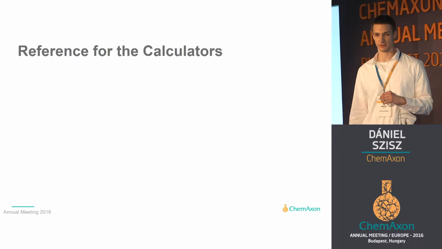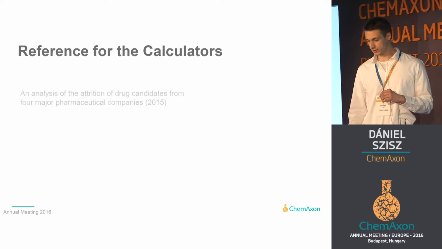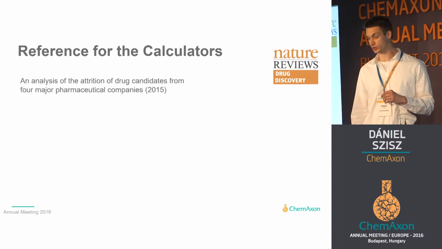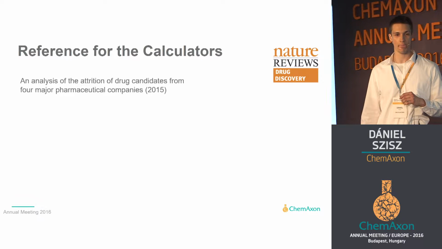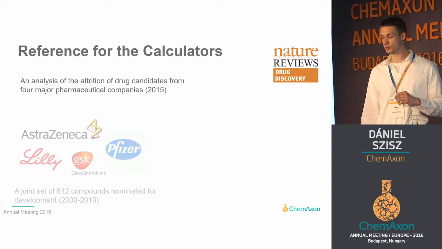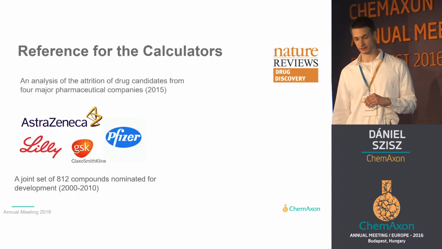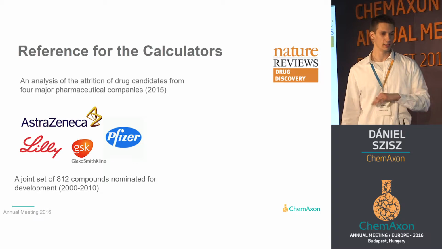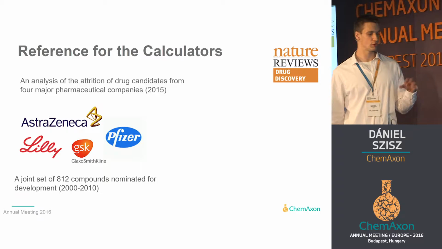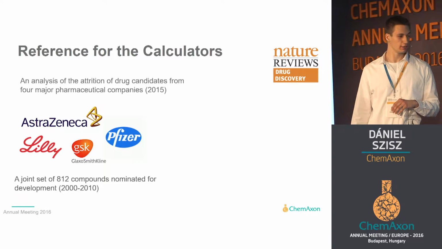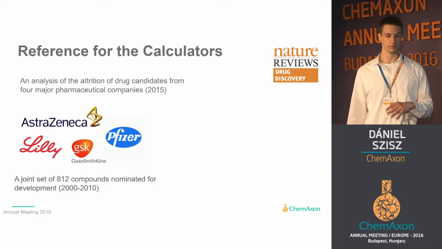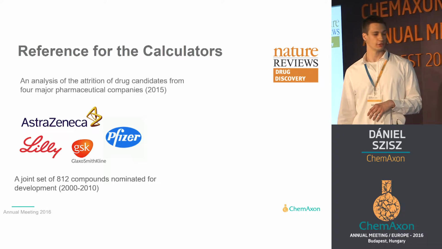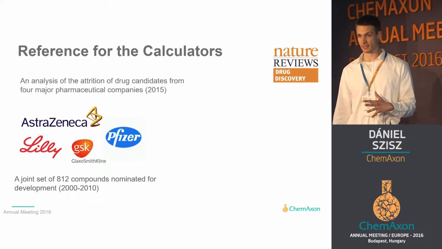Before I go on to the new cool stuff we developed, I would like to give you a valuable reference for the calculators. This article was published last year in Nature Reviews Drug Discovery, and it was a joint project of 4 major pharmaceutical companies: AstraZeneca, Eli Lilly, GSK, and Pfizer. These 4 companies put together a joint set of about 800 compounds nominated for development during 2000 and 2010.